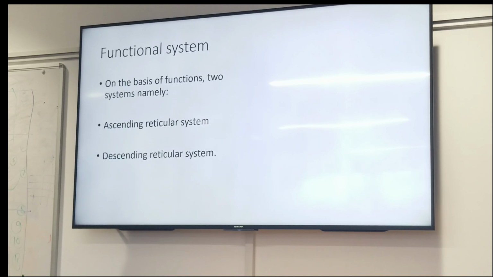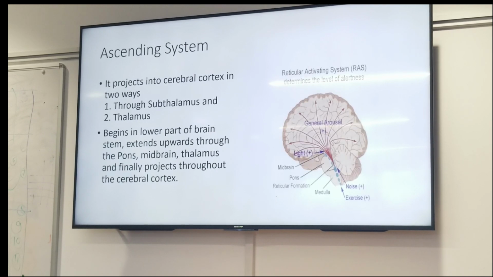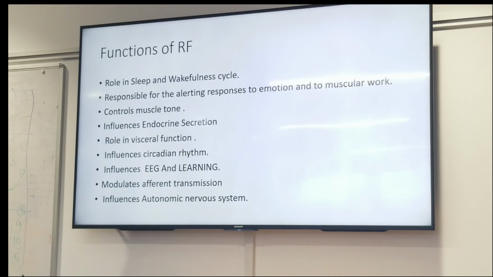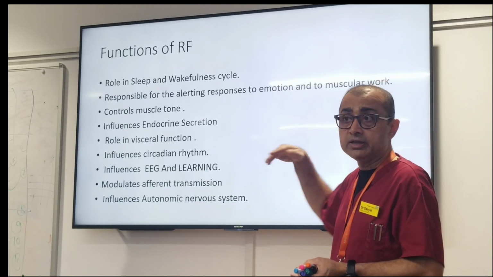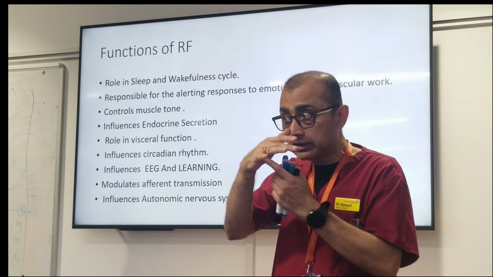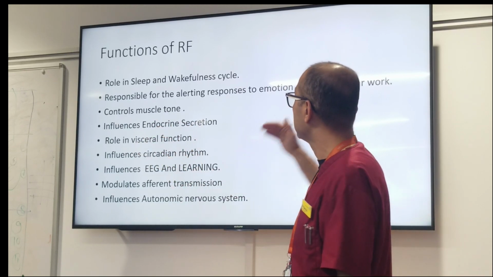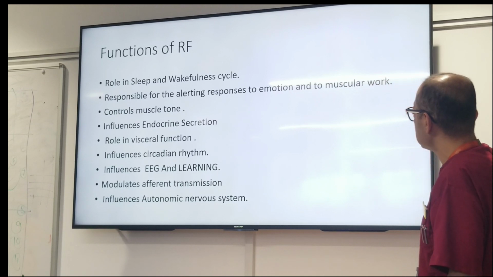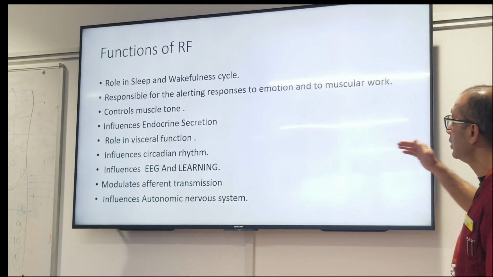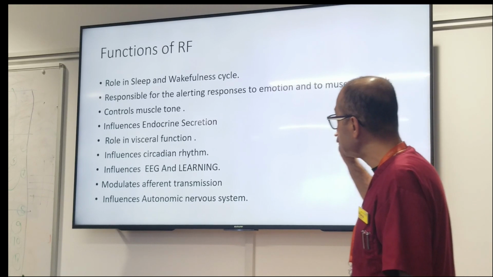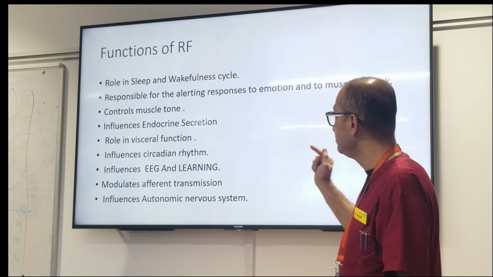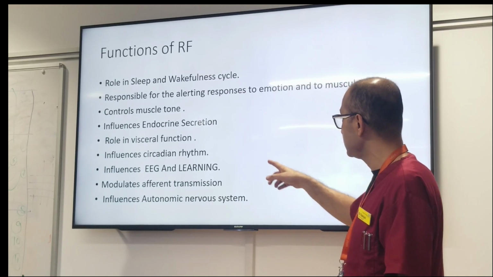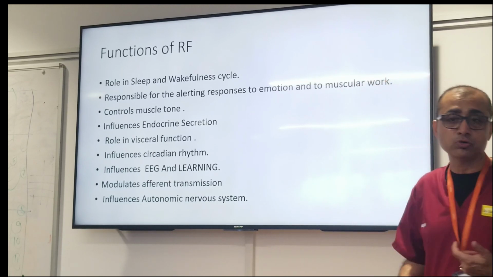On the basis of this, ascending and descending reticular systems, we have already discussed. So the main last part of this is the role in sleep and wakefulness. Okay, if this part is damaged, the patient can completely lose consciousness, because they might not wake up. It is responsible for the alerting response to emotional stimuli. It controls muscle tone, influences endocrine secretion through the hypothalamus, plays a role in visceral function, influences circadian rhythm, influences EEG and the learning process, modulates afferent transmission, and influences the autonomic nervous system.